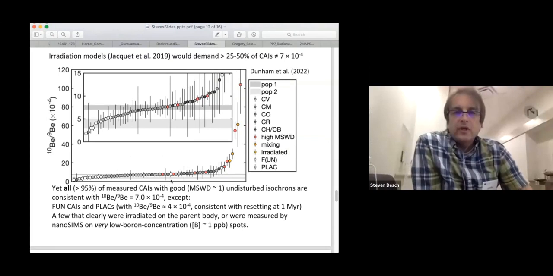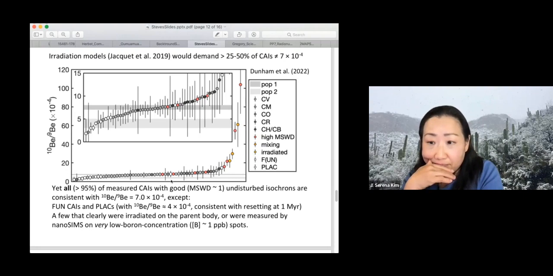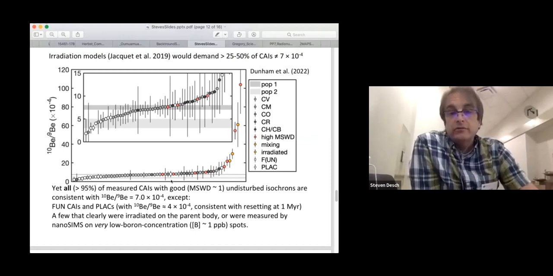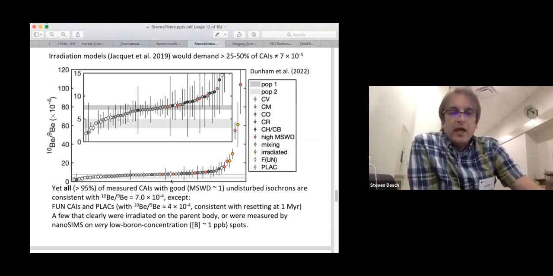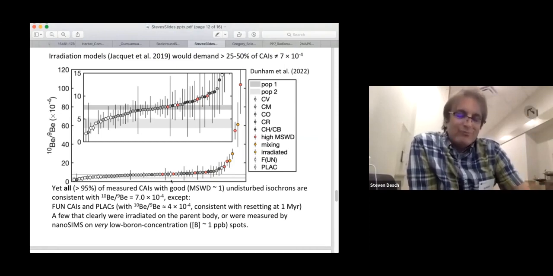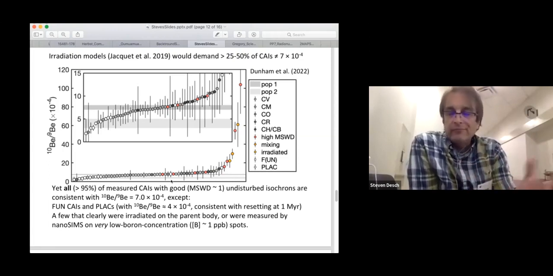Sure, yeah. For beryllium-10, we can get questions from the audience as well. If beryllium-10 was not homogeneous, if different samples recorded different values of beryllium-10, that would demand irradiation within the solar nebula, probably. And the question is whether they are or not. If you do have irradiation, the models aren't developed really well yet, but the suggestion is that at least 25 or 50% of CAIs would have to record values that were different from the mean. And the mean is about 7 times 10 to the minus 4.